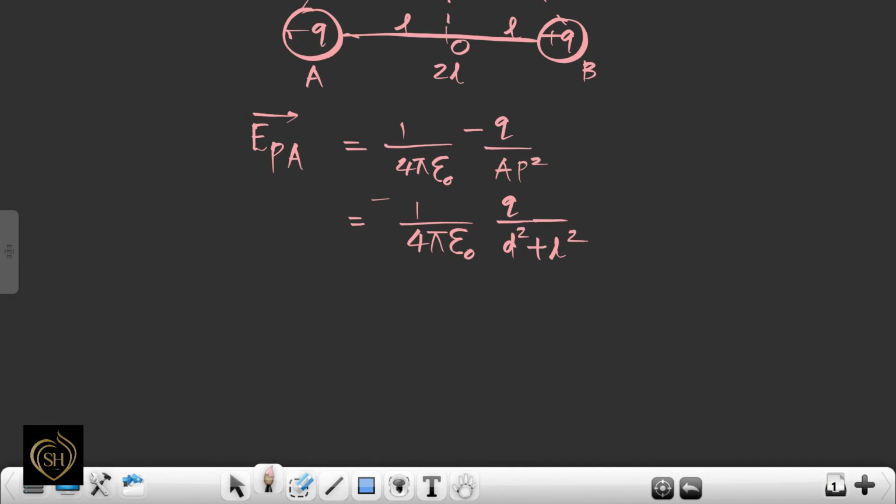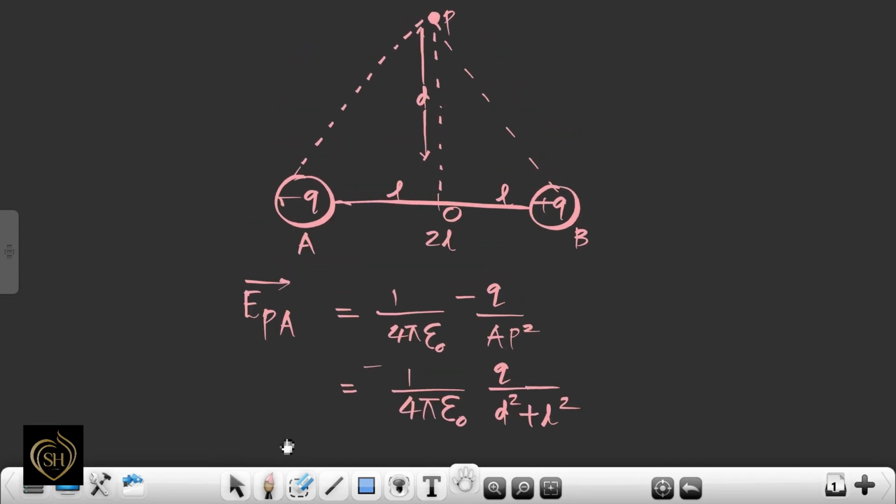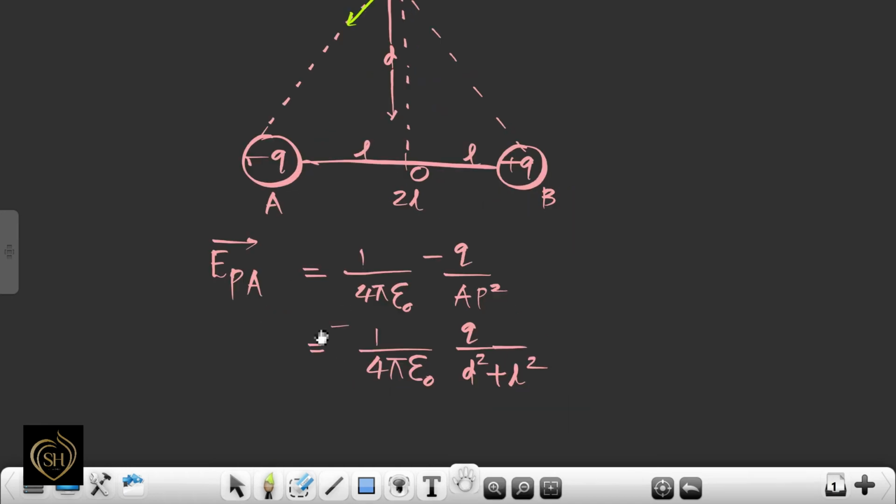Then, what is the direction of EPA? Since our charge is minus Q, the intensity will be inwards. So EPA will be in this direction, that is along PA.